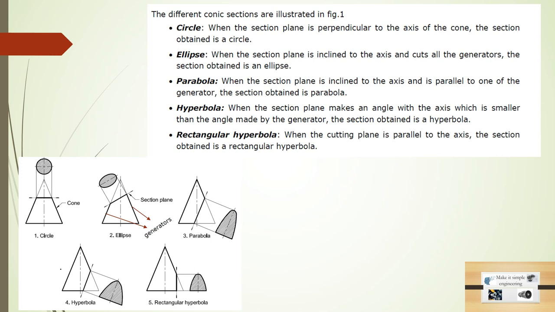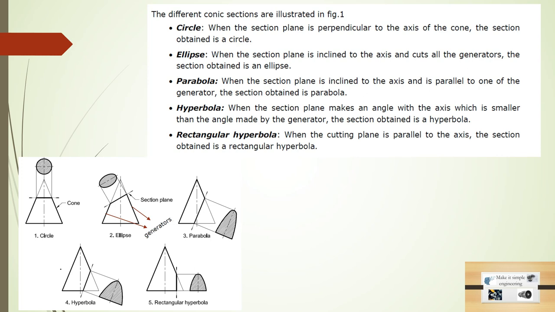In case of the parabola, the section plane is inclined to the cone axis and parallel to one of the generator lines, as you can see in the third figure. Finally, the hyperbola is classified as a normal and a rectangular hyperbola. If the section plane makes an angle smaller than the angle made by the generator, we get the normal hyperbola, and if the cutting plane is parallel to the cone axis, we get the rectangular hyperbola, as mentioned in figure 5.